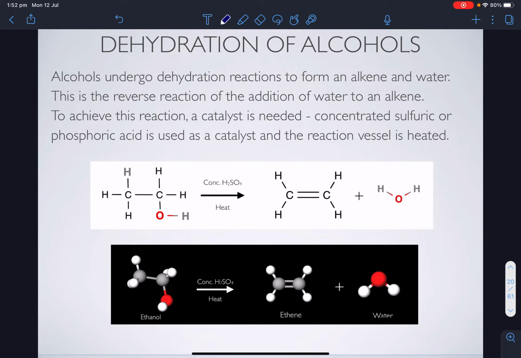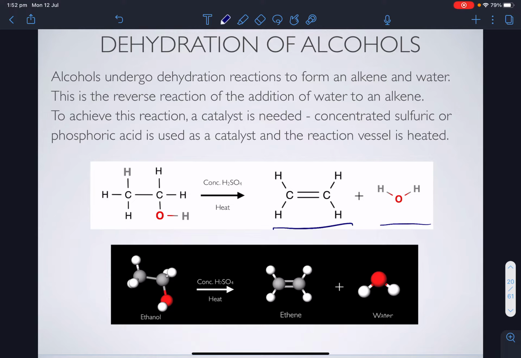Now you'll notice that if you look at the reverse of this reaction, so water plus, in this example, ethene, we're looking at the addition of water across the double bond, which is sometimes called hydration. So we're looking at the dehydration, the reverse of that. We take an alcohol and we convert it back to a double bond, okay?